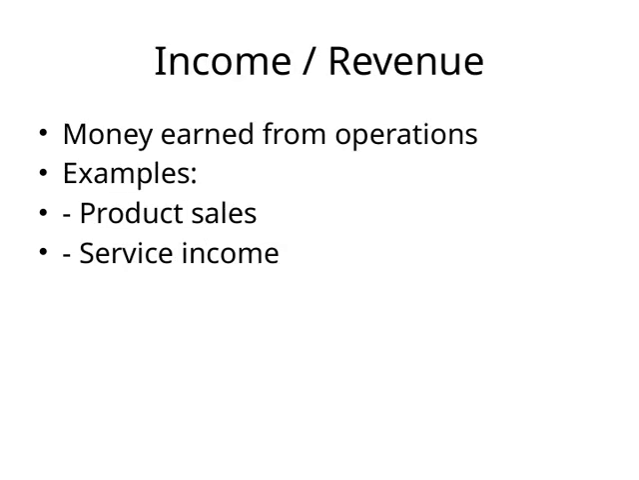Now, let's move on to slide 7, where we focus on income or revenue. This is essentially the money earned from the core operations of a business. It's the top line on the income statement, and it gives us a clear picture of how well the business is performing financially. Revenue is generated through various means, but the most common are product sales and service income.